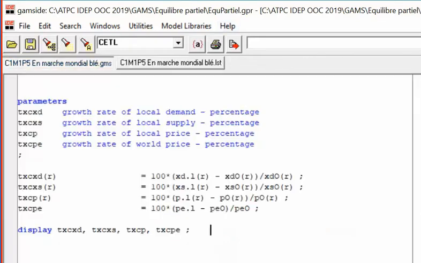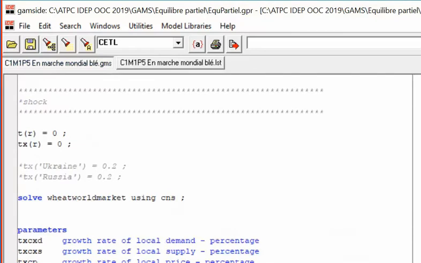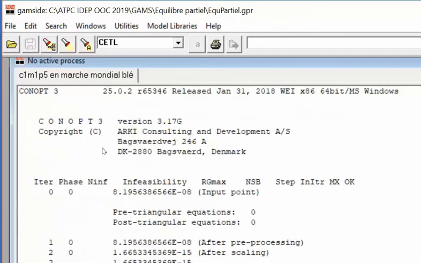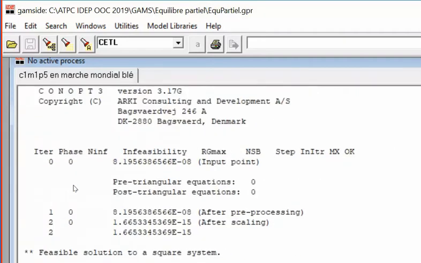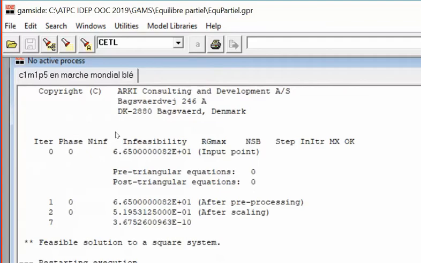If I want to look at the other policy, which is the application of an export tax of 20% in Ukraine and Russia, so what's happening right now? I make a new run of the model. So you see that again the initial solve has an initial infeasibility which is close to 0. Then you've got a second solve with a shock, meaning that the initial infeasibility is now strictly positive.